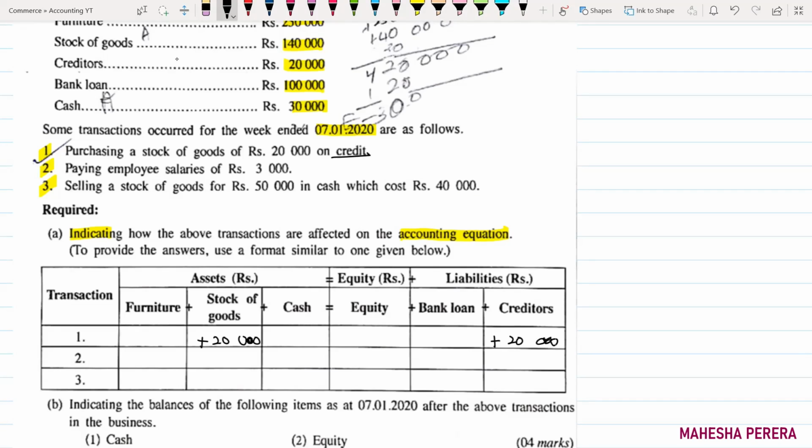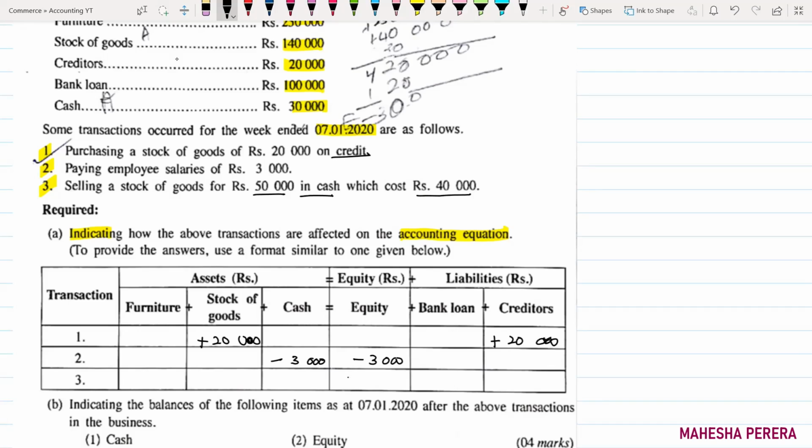Paying employees salaries of 3,000 rupees. Right. Now this is an expense. So what happens? Definitely cash decreases by 3,000. And then equity also decreases by 3,000 because of this expense. We know that expenses lead to decreased equity. Okay. Right. Third one, selling a stock of goods this much in cash, which cost this much.